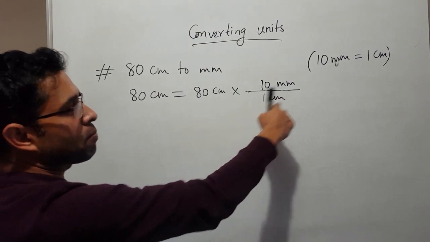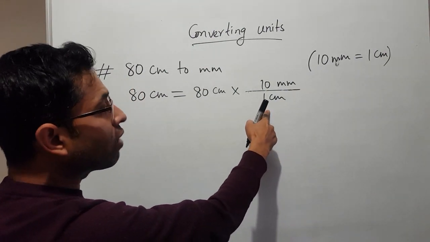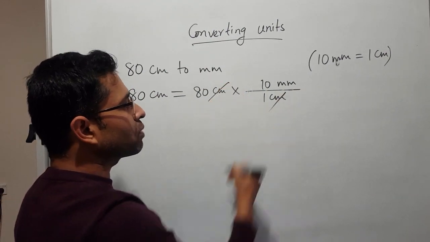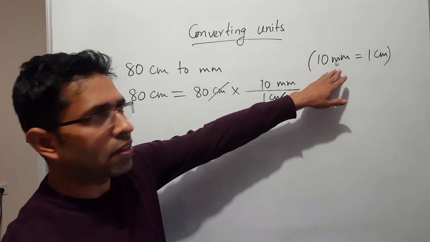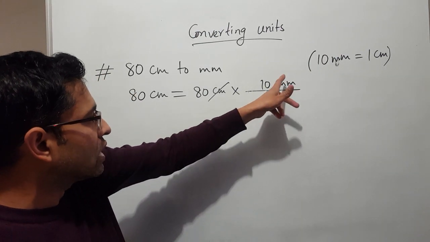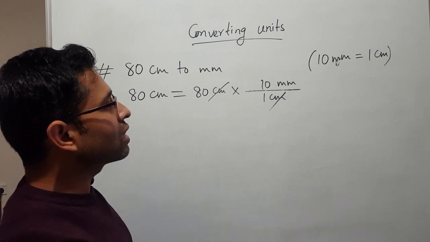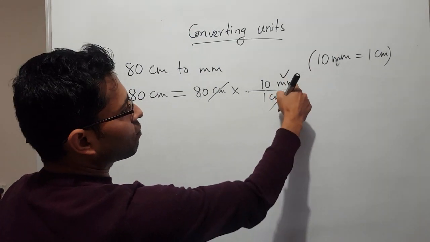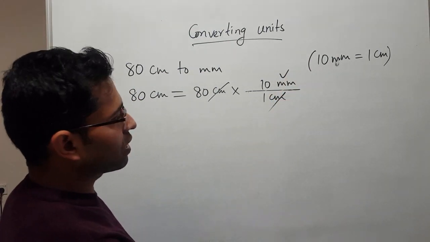I am doing this part, I am bringing this factor to help me to cancel that centimeter. So when I'm writing the factor, I will try to write the factor in a way that it will cancel my unit. And then I will come up with the millimeter. So millimeter will be there at the end of the calculation.